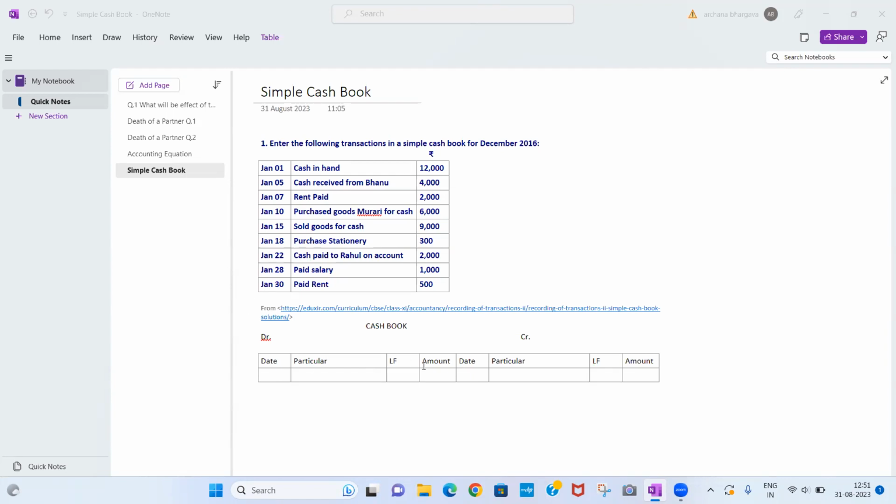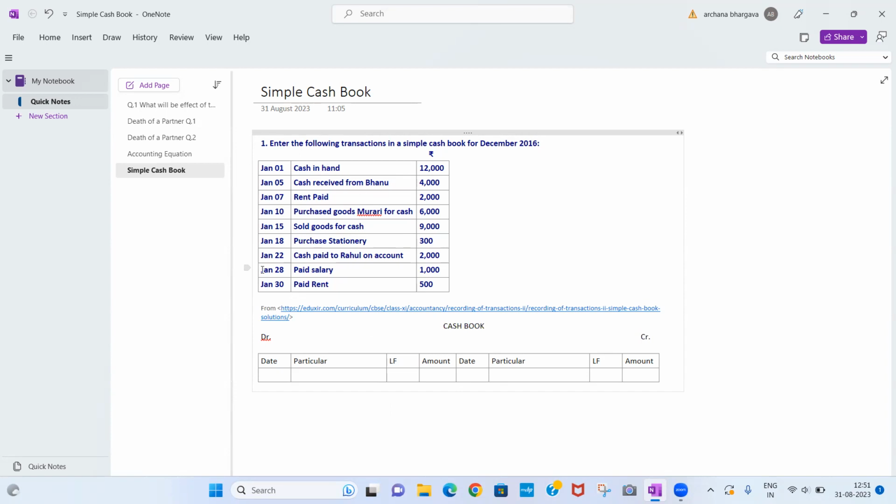So here is a format of the cash book as you can see it on the screen. This is a date column on the left hand side, that is the debit side. Then the next column is particulars, the detail of the transaction, and then the ledger folio and amount. Same thing with the credit side, the right hand side of the ledger: date, particulars, ledger folio, and amount. So now we will fill the transactions into this cash book.